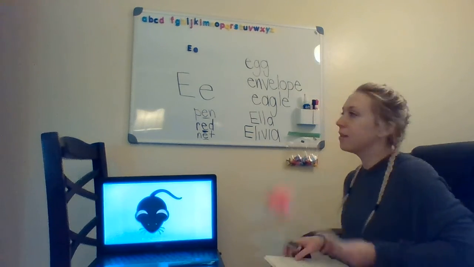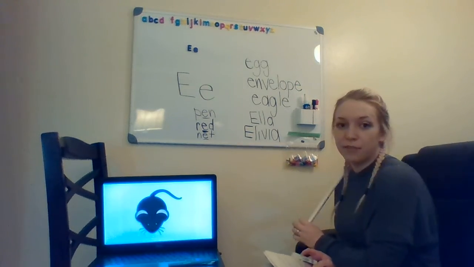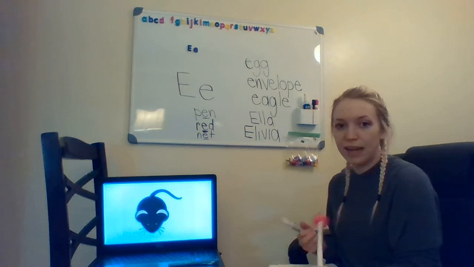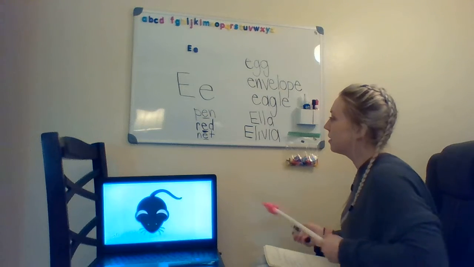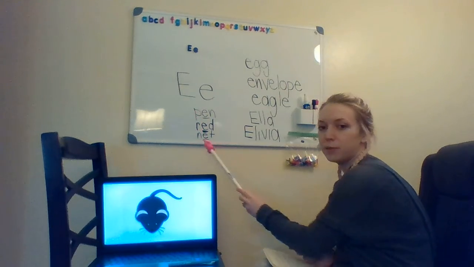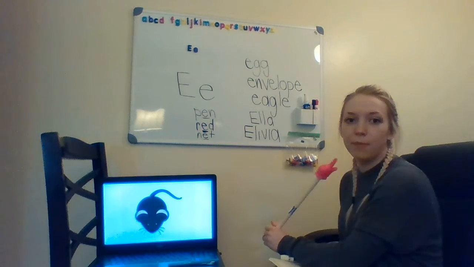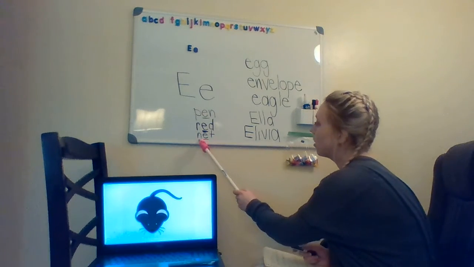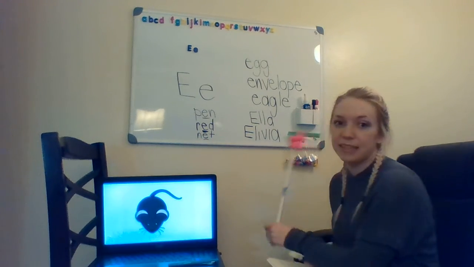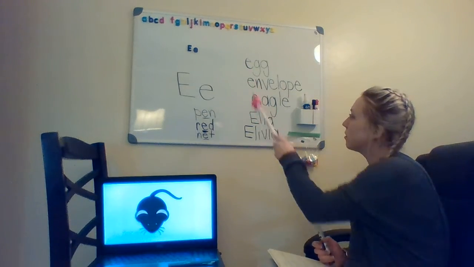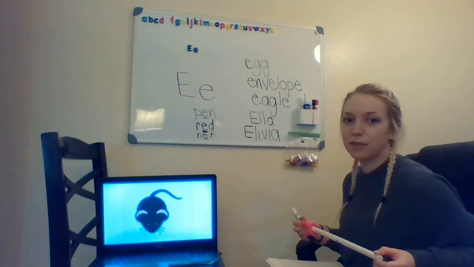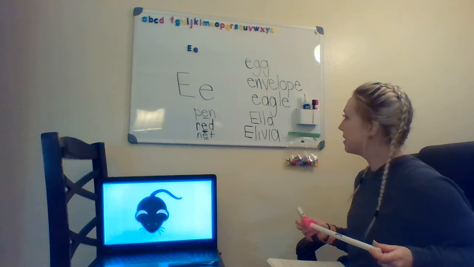So remember that the letter E is a vowel and it can make two sounds. It makes the eh sound and the E sound. And our CVC words, like the words we can make and write, are going to have the eh sound in them. And we have lots of other words over here that start with the letter E, and sometimes they start with E and sometimes they start with the eh sound, right?